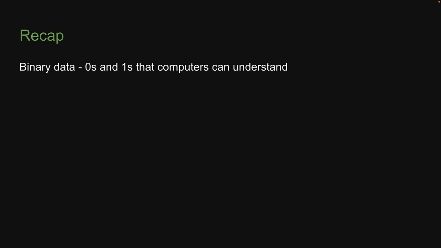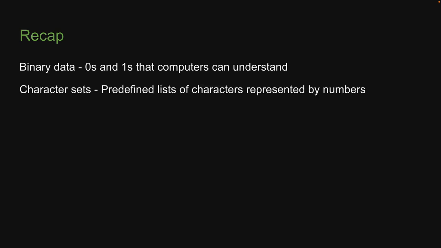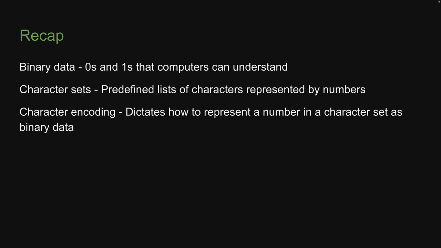Welcome back. In the previous video, we learned about binary data, which is zeros and ones that computers can understand, about character sets, which are predefined lists of characters represented by numbers, and finally about character encoding, which dictates how to represent a number in a character set as binary data. In this video, let's proceed to understand what are streams and buffers.